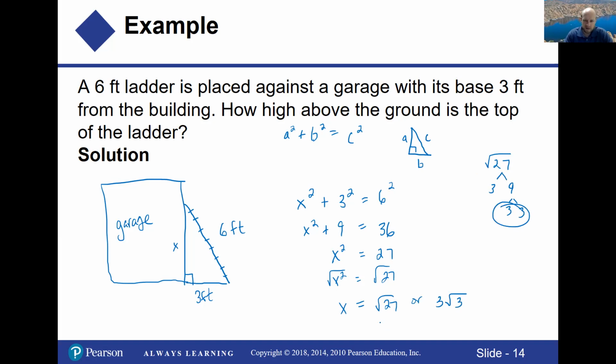If you do that on your calculator, you're going to get about 5.2, and it's feet. So I could say the ladder is approximately 5.2 feet above the ground.